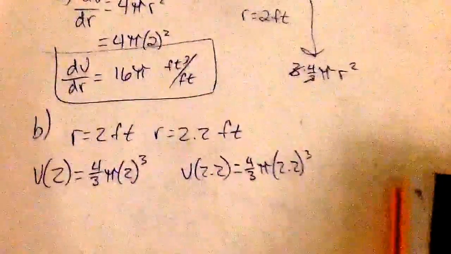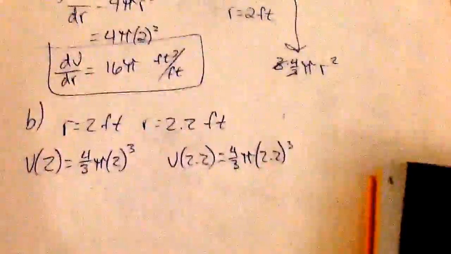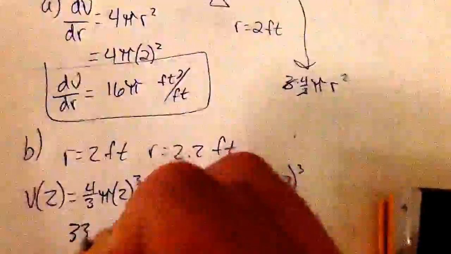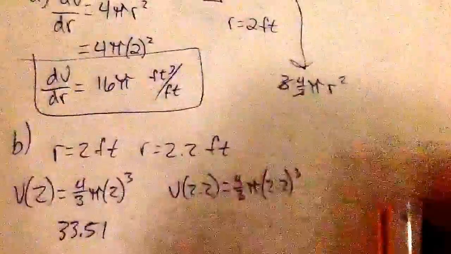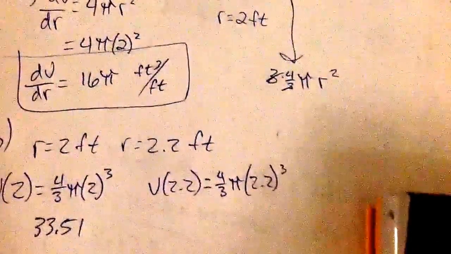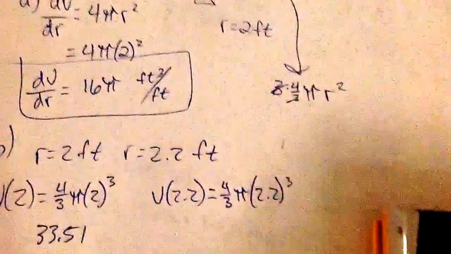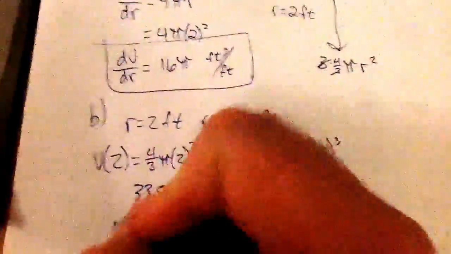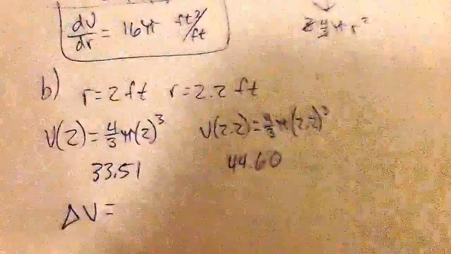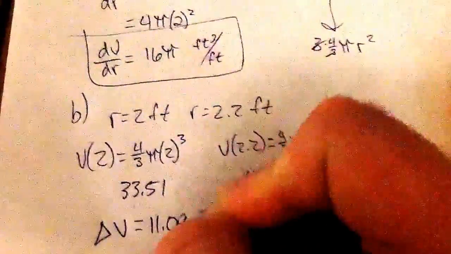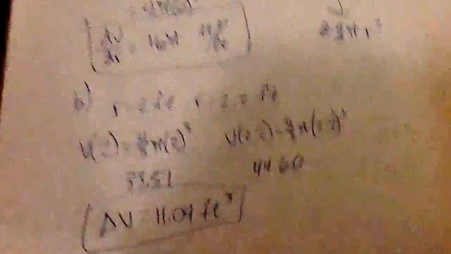So let's see. Okay, that'd be 32/3 times pi. This one's 33.51. What's that? 2.2 cubed. 44.60. So it goes up from that to that, so you subtract those, and your change in volume will be 11.09 cubic feet. That's how you do that one.